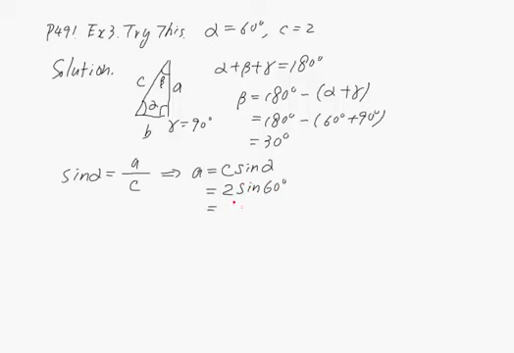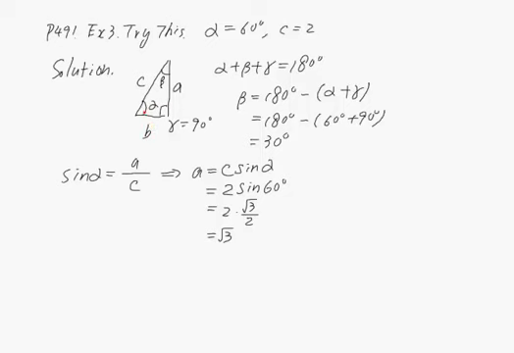Then, what is the sine of 60 degrees? Tell me what is the value? Root 3 over 2, right? So this is the value of the sine of 60 degrees, and then you get root 3. So this is the length of the side opposite the angle alpha.